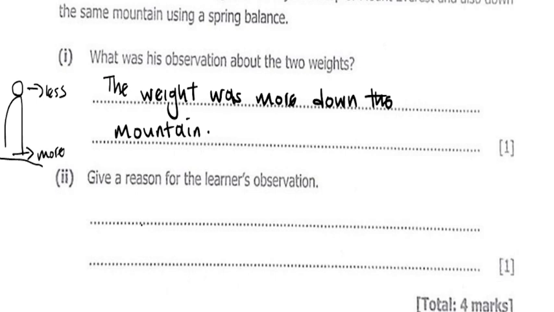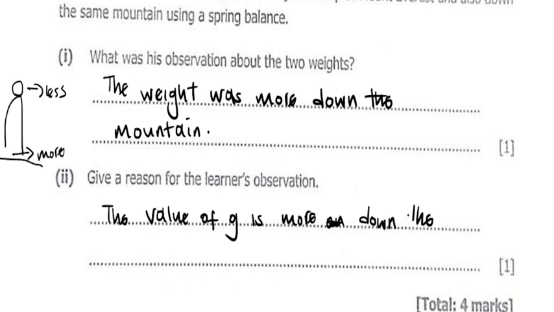So we are saying the value of the gravitational field strength, which is g, is more down the mountain. So we're looking at it down the mountain. So it is more down the mountain.